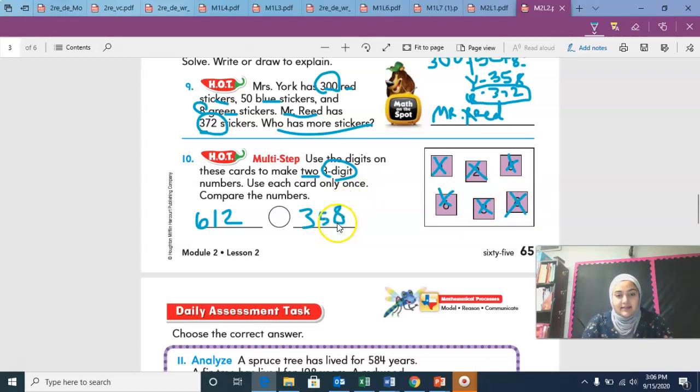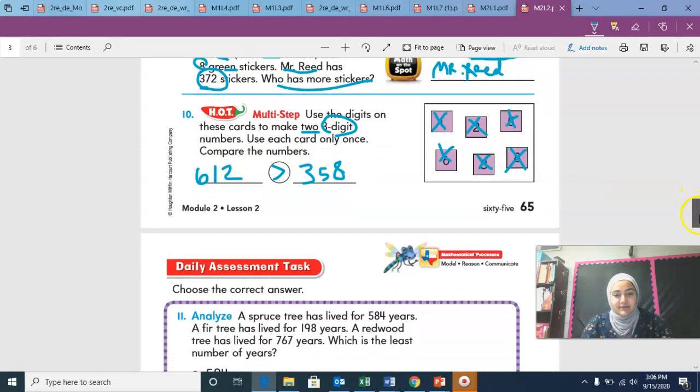And now looking at these two numbers, which one is greater? 612 is greater than 358 because 6 hundreds is greater than 300s, right? 600 is bigger than 300. So that's it. So you're going to do your own numbers there.